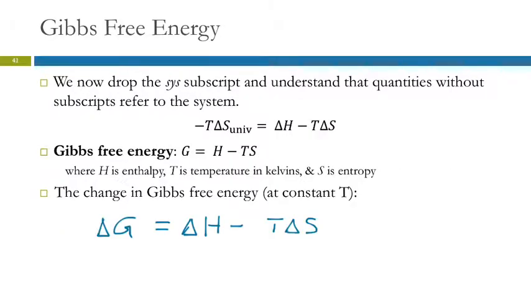So where did I get that from? Negative T delta S for the universe equals delta H minus T delta S, this is equal to delta G. Okay, so delta G equals negative T delta S of the universe, or for the system, delta H minus T delta S.